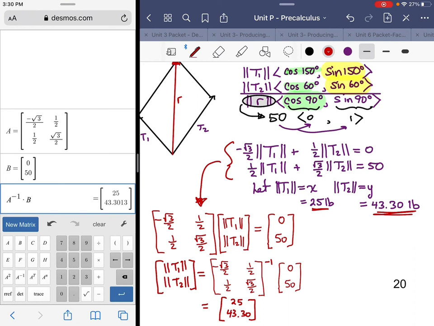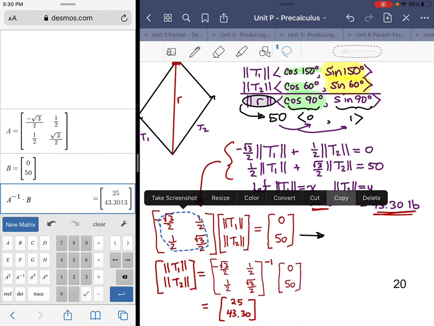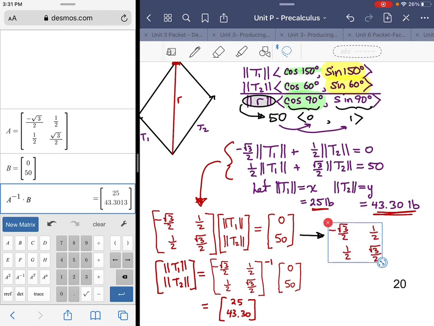So 25, 43.30, those numbers look familiar. That's what we got before when we did it using a graphical technique, right? But this is a matrix approach. There's another matrix approach. Like I said, you can use an augmented matrix.